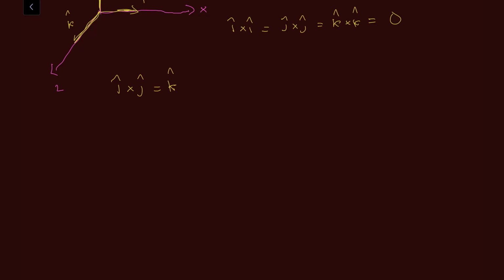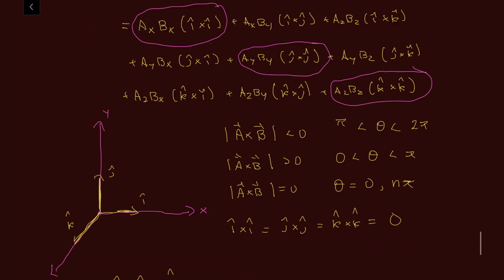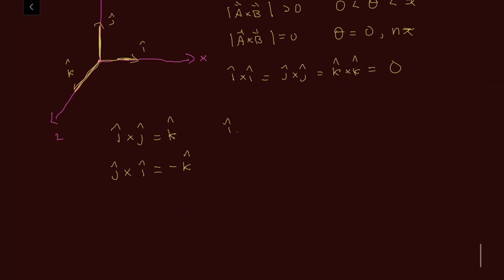Cool. And since we know that cross products are anti-commutative, we know that j cross i is equal to negative k hat. Now, we're going to do the same thing for the remaining 4 terms. For example, i hat cross k hat is equal to negative j hat, and k hat cross i hat is equal to j hat. And j hat cross k hat is equal to i hat, and k hat cross j hat is equal to negative i hat.